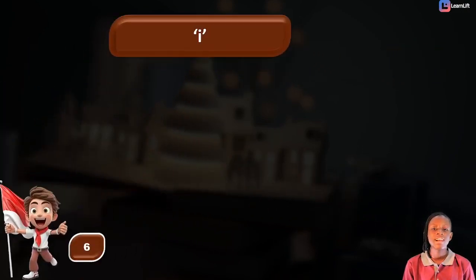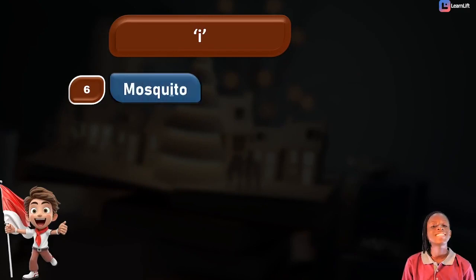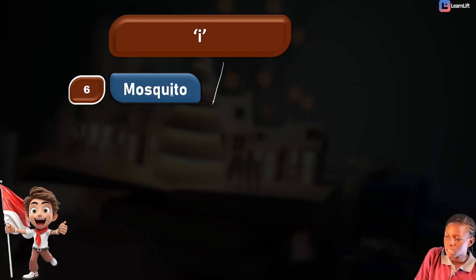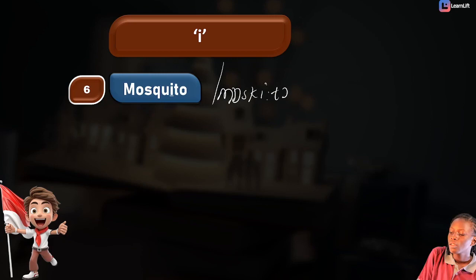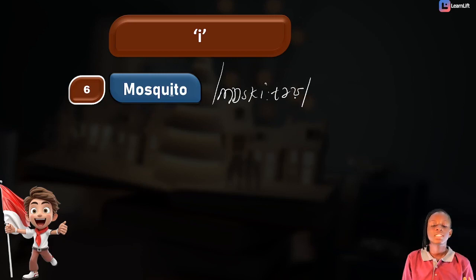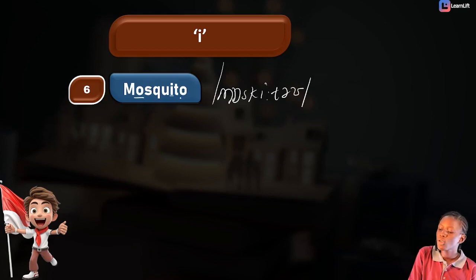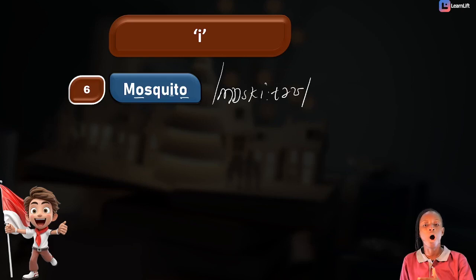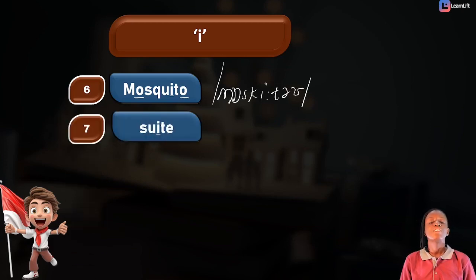Next, we have more examples under the I spelling form. We have mosquito. Now, mosquito is transcribed as these. Notice my first O has the O sound, while my last O has the other O sound. Mosquito.